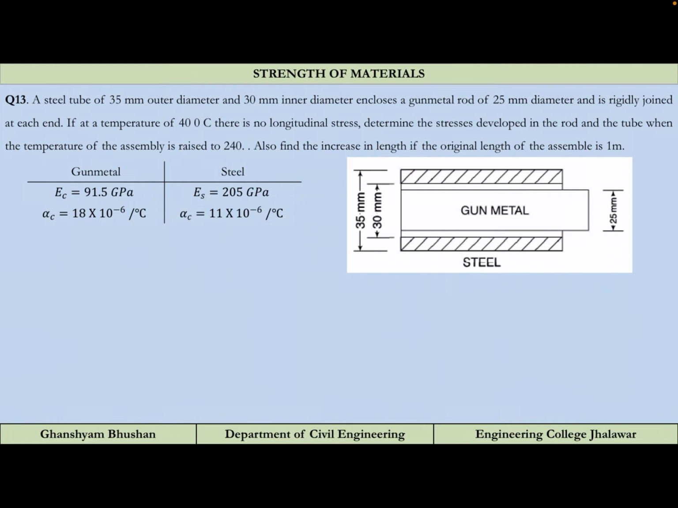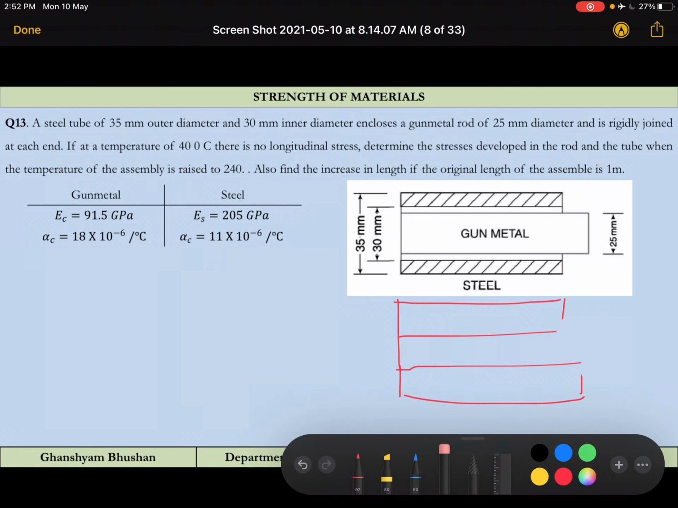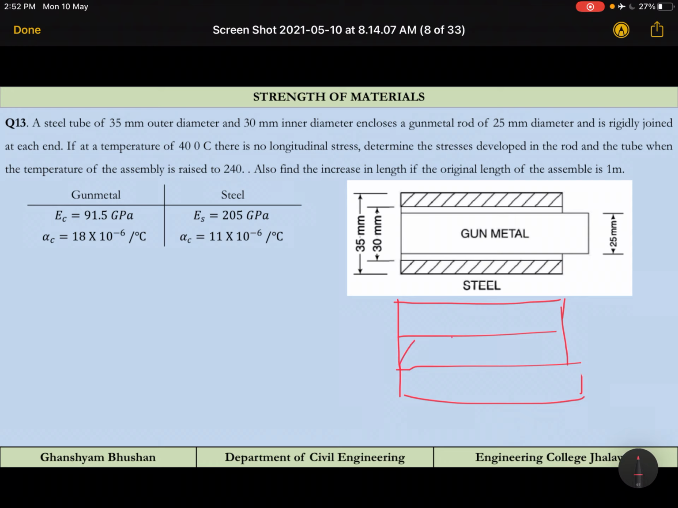So let me just show you what is going to happen actually. This is your initial condition. Initially they are of the same length. This is your gunmetal enclosed by steel, this is steel and this is gunmetal.